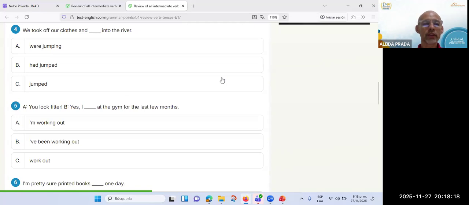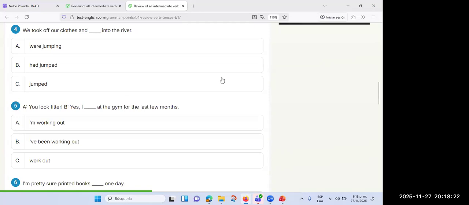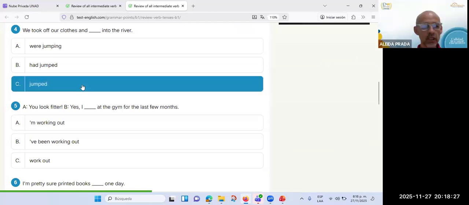So, Valentina, what do you think? What is the correct one for you? A, B, or C? I think the correct one is C. C, that's correct. In the first part of the sentence, we have simple past. We took off our clothes. When we say took off, it's like put off. Put off our clothes, no?